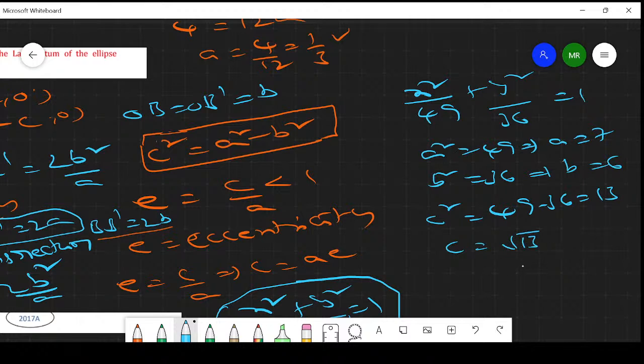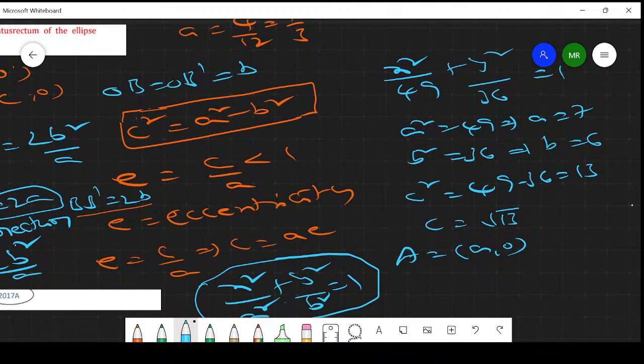They are asking us to find the coordinates of the foci and vertices. So what are the vertices? The vertices are A is (a, 0), which is (7, 0), and A' is (minus a, 0), which is (minus 7, 0). I got the vertices. Then they are asking for the foci and the length of the latus rectum.